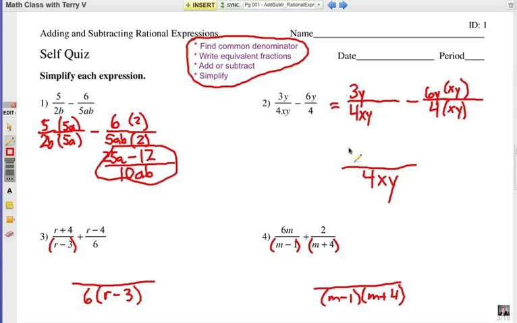Alright, so the 3y is still going to be 3y from the first fraction, and I have to subtract, and then this is going to be 6xy squared. All right, now you notice how I can factor out a y from each term. So that looks like it would be a common factor from the top and the bottom. So that would give me 3 minus 6xy.